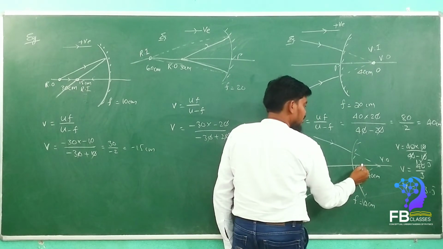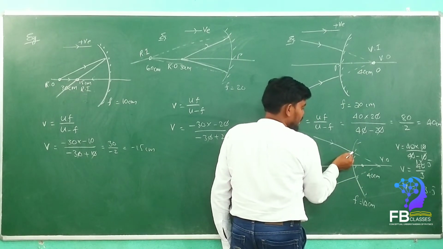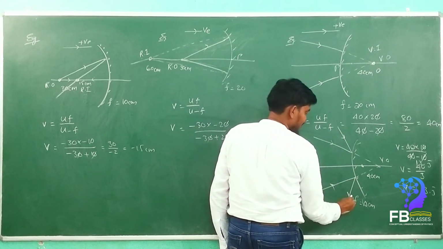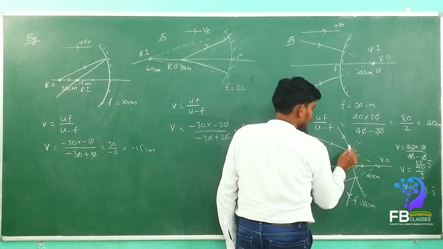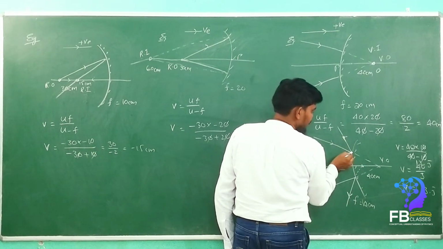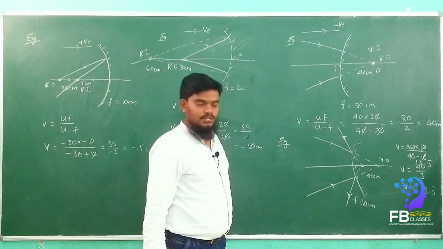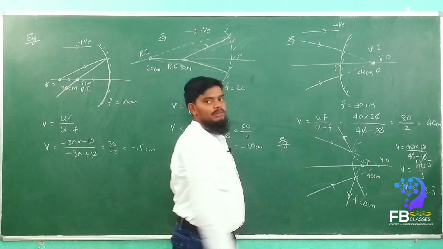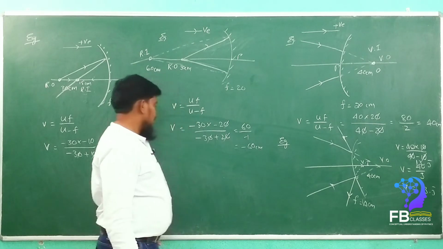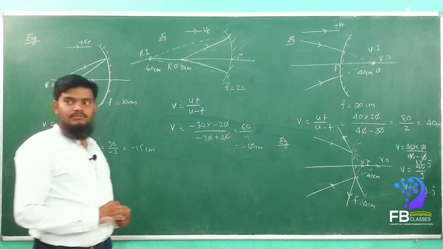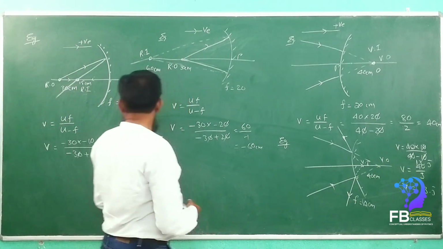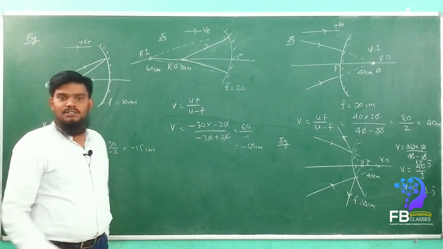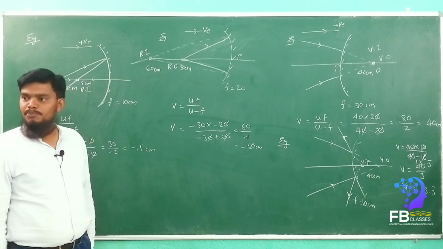See how the diagram will come. This ray will go like this and this reflected ray will go like this. These are the reflected rays, so here the image is formed. Got it? Virtual object, virtual image. Here also virtual object, virtual image. Somewhere here we can take another example problem, so please make a note of it. Then we can go for some other problems.